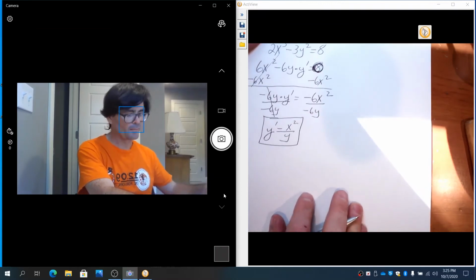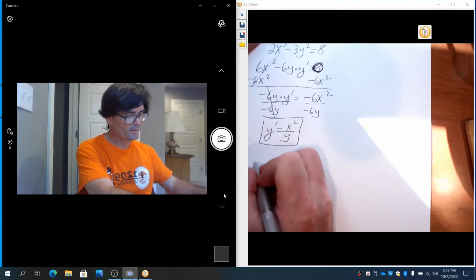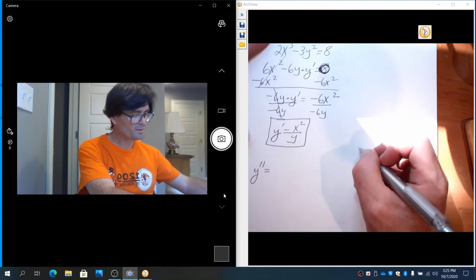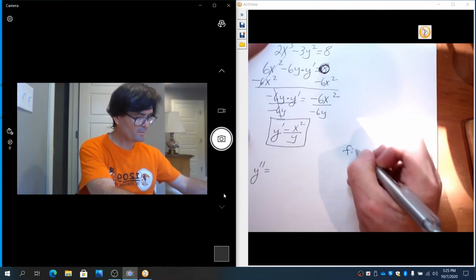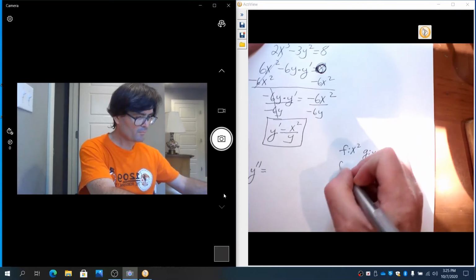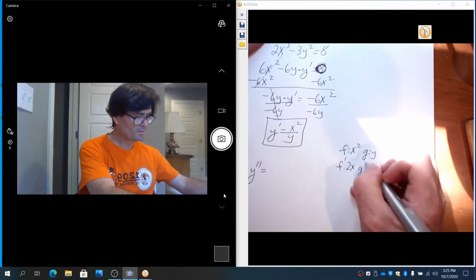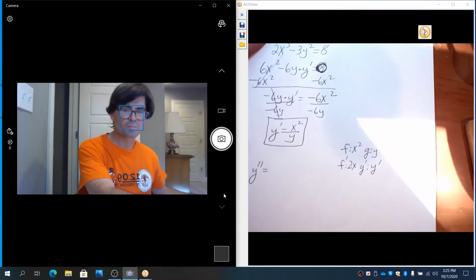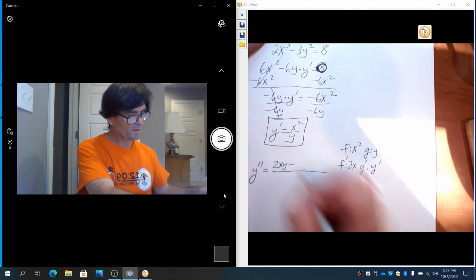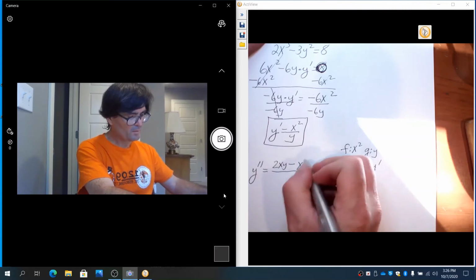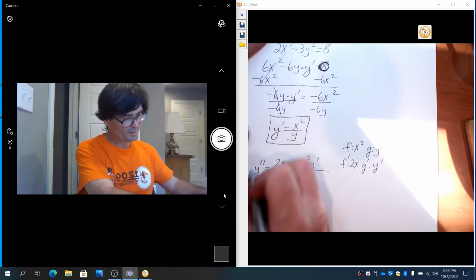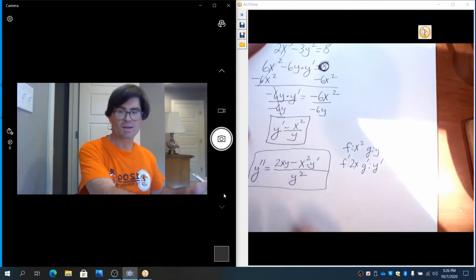Now time for y double prime. The derivative of y prime is y double prime. That's easy enough. We've got a quotient rule going on. So I'm going to write over here on the side, f is x squared, g is y, f prime is 2x, g prime is y prime. As we put the pieces together here, we're going to have f prime times g, 2xy, minus g prime times f, x squared times y prime, all over g squared. So that is a correct second derivative. However, it's in terms of x and y prime.